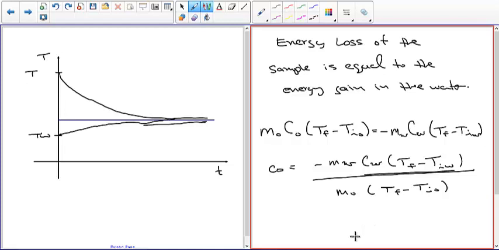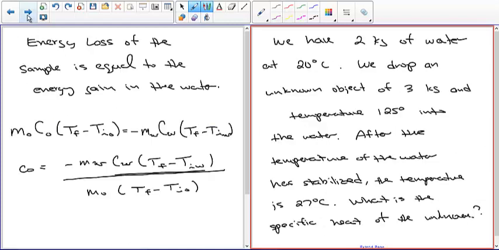That's probably one of the easiest algebra things we've done. So let's say we have 2 kilograms of water at 20 degrees C. We drop an unknown object of 3 kilograms and temperature 125 degrees C into the water. After the temperature of the water has stabilized, the temperature is 27 degrees C. What is the specific heat of the unknown object?